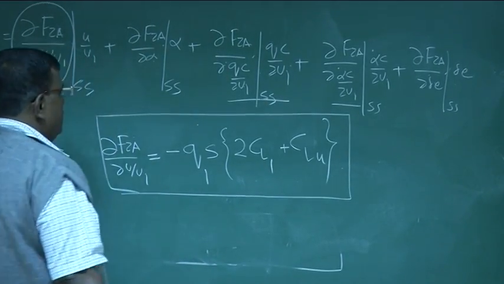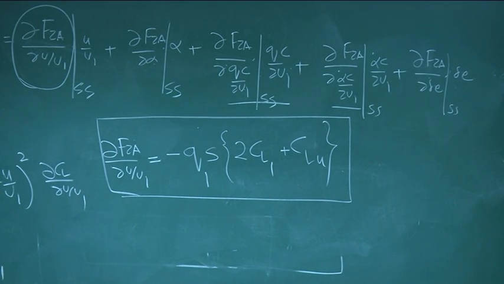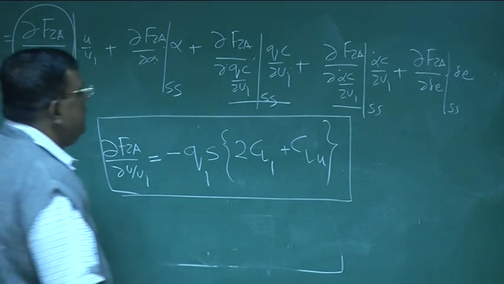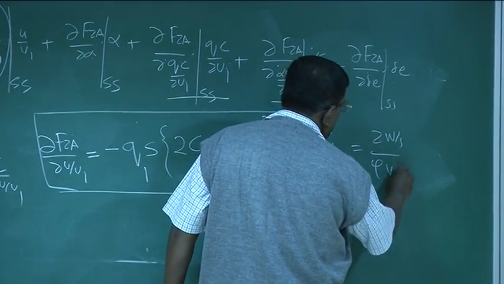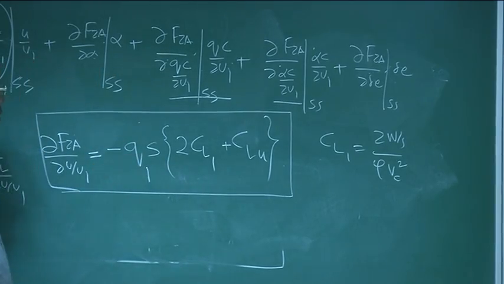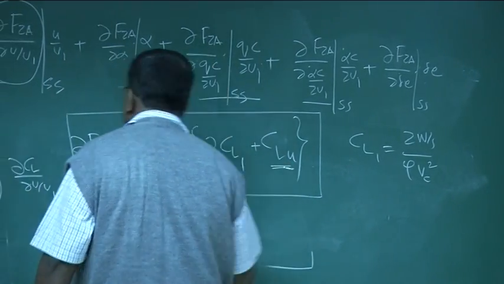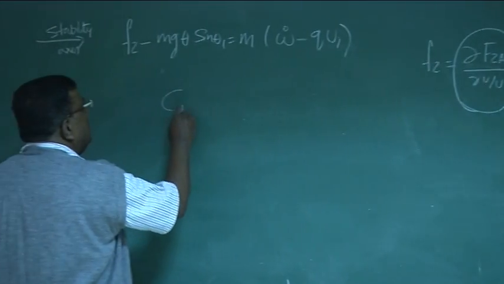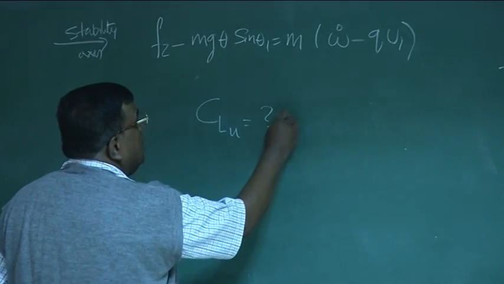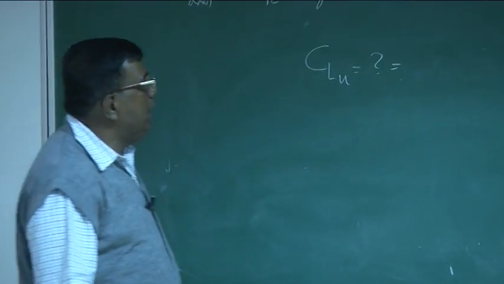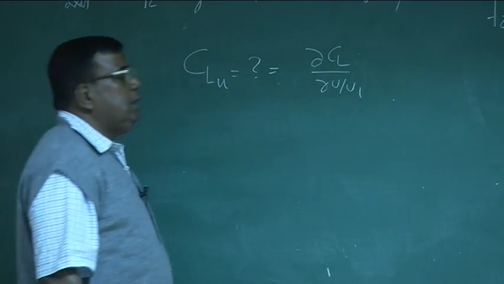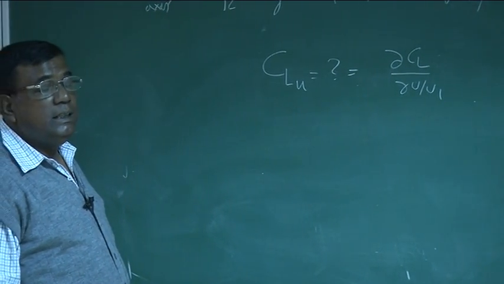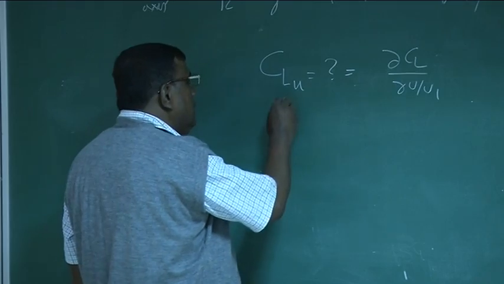Let us see how many things we understand. What is q1? q1 is the dynamic pressure at steady state. If it is a cruise, it is half rho V cruise square. CL1 at cruise will be 2W by S rho V cruise square, that is lift equal to weight. What is CLu? Let us understand this, this is important. Let us focus on CLu. By definition, it is dCL by d(u by u1). Remember, we have already done something similar for CDu. Okay? So let us see here.